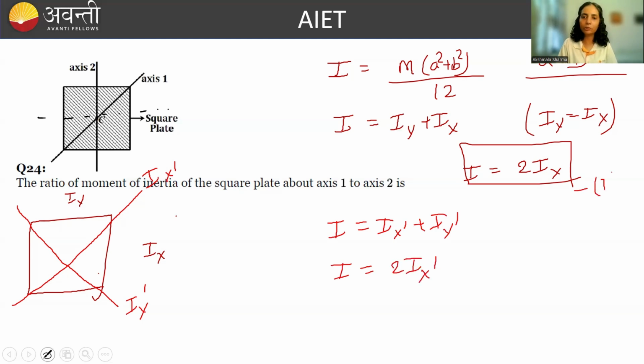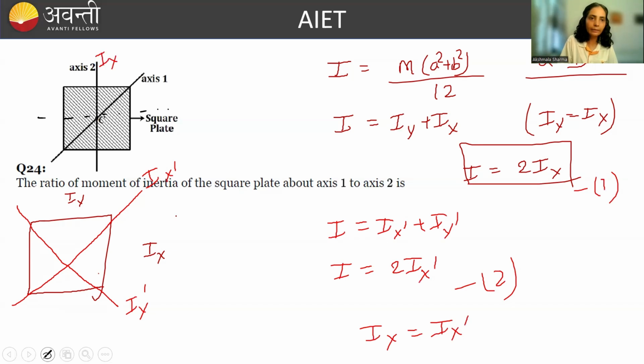If you look at equation 1 and equation 2, you can clearly say that Ix is equal to Ix dash. So similarly, this was your Ix and this is your Ix. So these two will be what? Equal. Okay. So the ratio of moment of inertia of a square plate about axis 1 to axis 2 is what? Same. Okay. Sure.